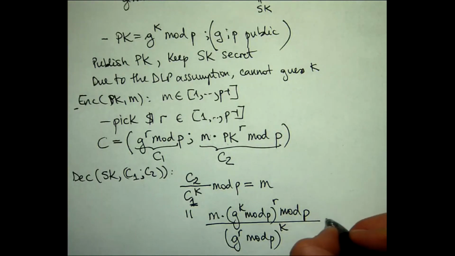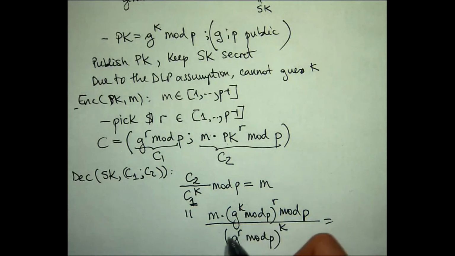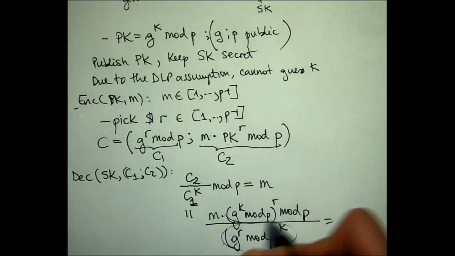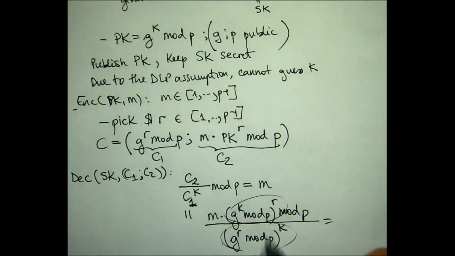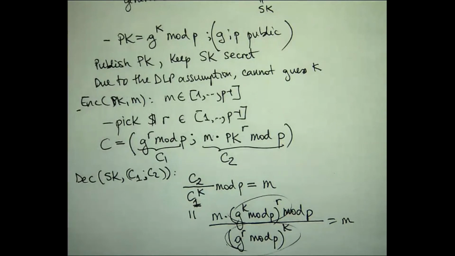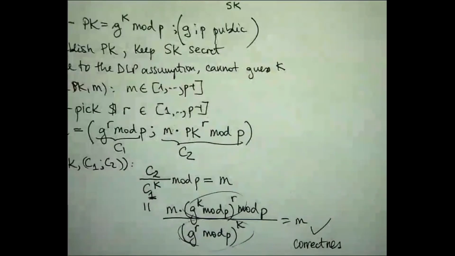Okay? And these two quantities are the same, right? It's g to the k times R or g to the R times k. It's commutative in the exponent, so you get the message back. Okay, so this encryption scheme has correctness. Okay, so we just checked the correctness property.